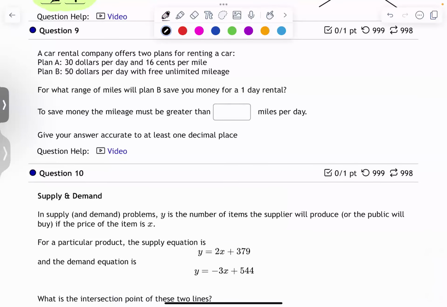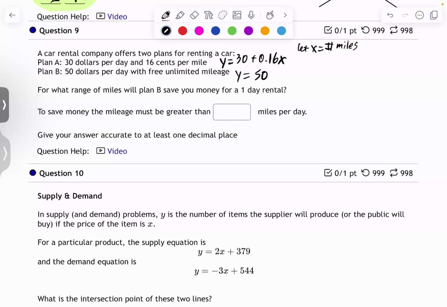A rental company offers two plans for renting a car. Plan A, $30 a day and 16 cents per mile. So that's going to be $30 a day plus 16 cents per mile. Now we're going to let x equal the number of miles. Plan B, $50 per day with free and unlimited mileage. So this is going to be y equals 50. It doesn't matter how many miles in this case because it's unlimited.